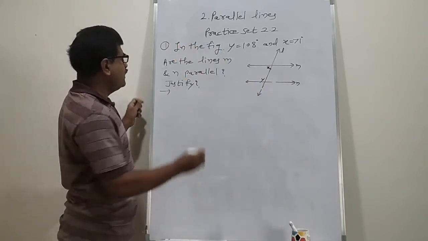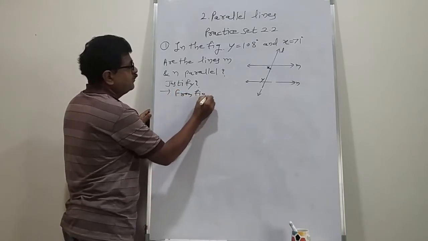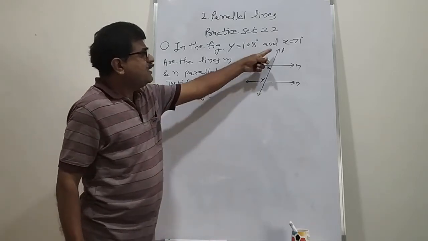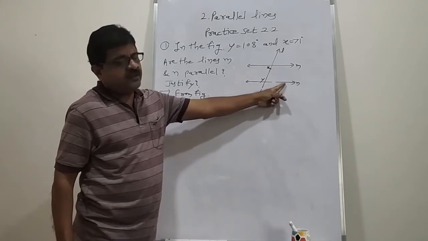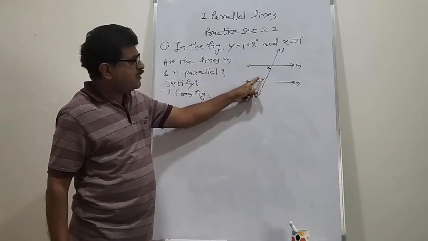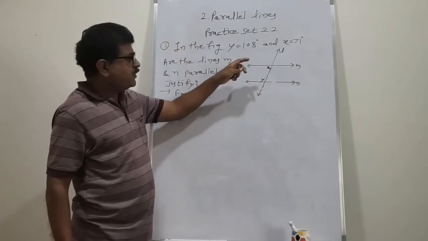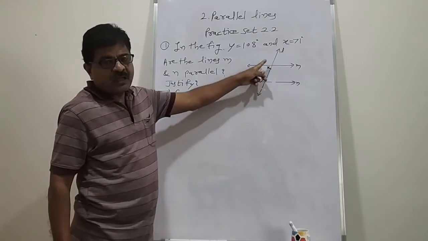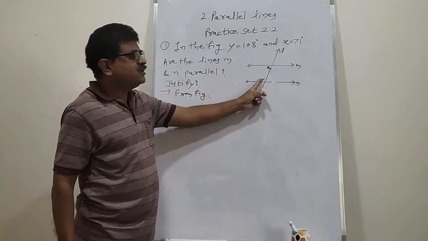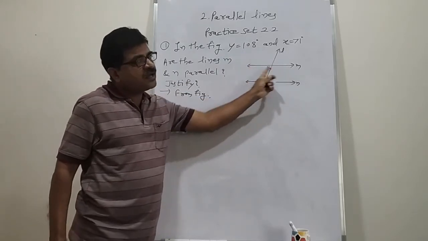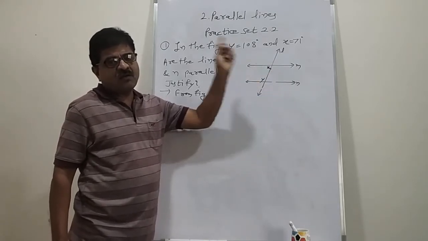Now from the figure, line L is the transversal of lines M and N, and angle X and angle Y are interior angles on one side. Therefore, taking the addition of these two, angle X plus angle Y is equal to... if this addition is 180 degree, then these two lines are parallel. If it is not 180 degree, then these two lines are not parallel.